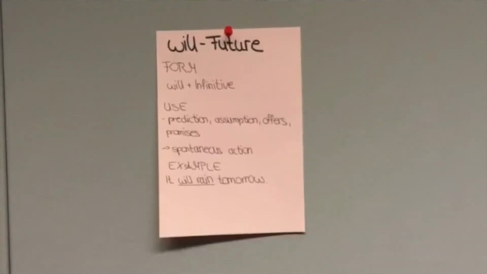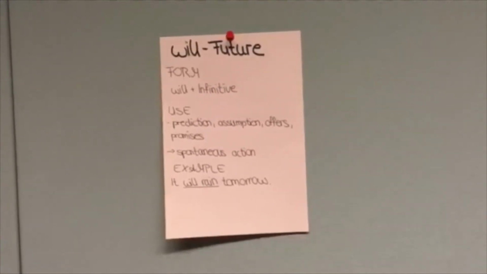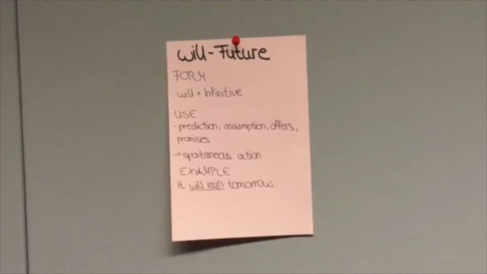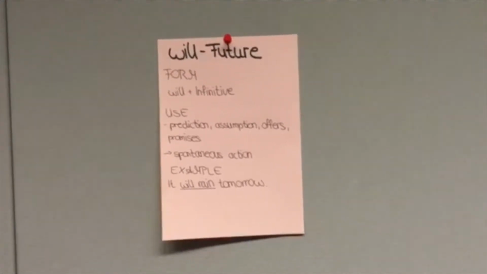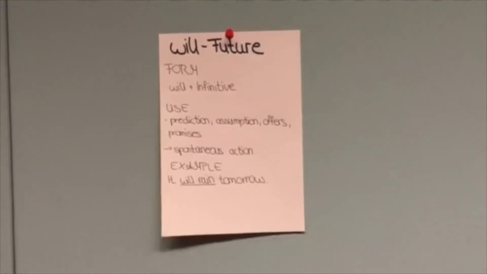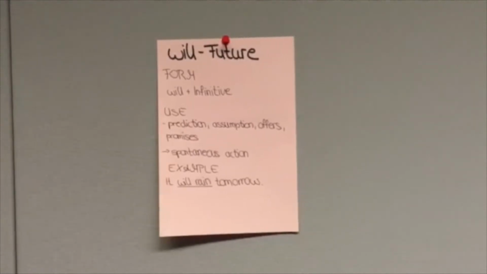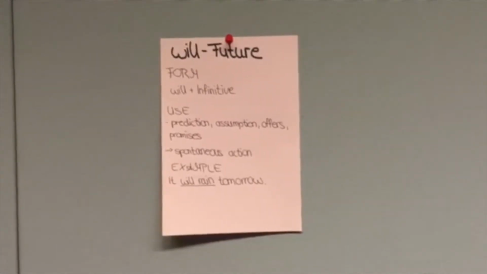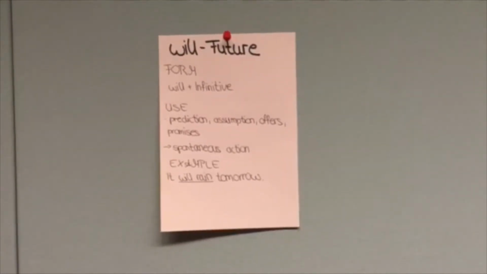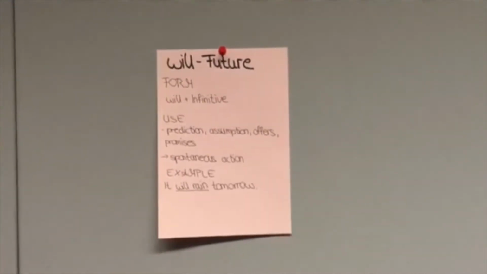Now the will future. Forming a sentence in this tense is pretty easy because will is classified as a modal verb, which means it has the same characteristics. So it does not change in the third person. It is always combined with another verb in the base form, so without "to," and we don't use it with "do" in questions or negatives. All you have to remember is will plus infinitive.